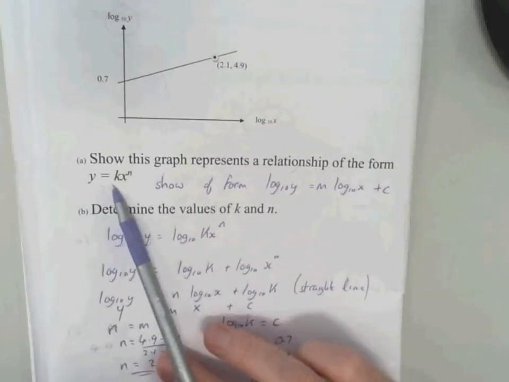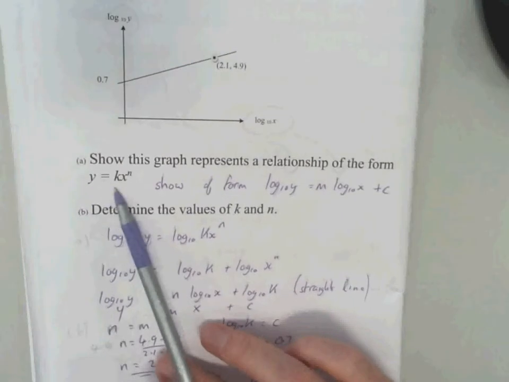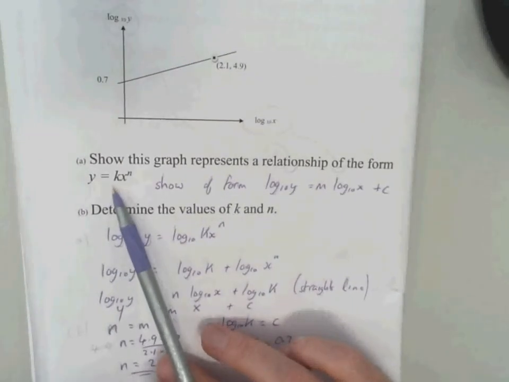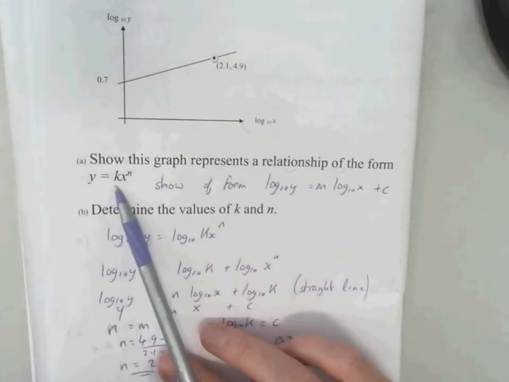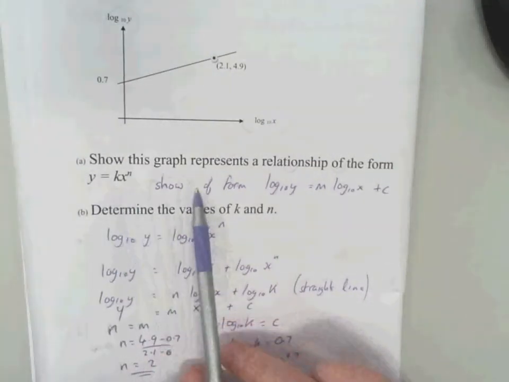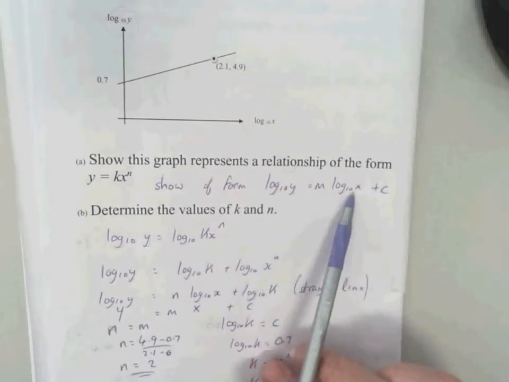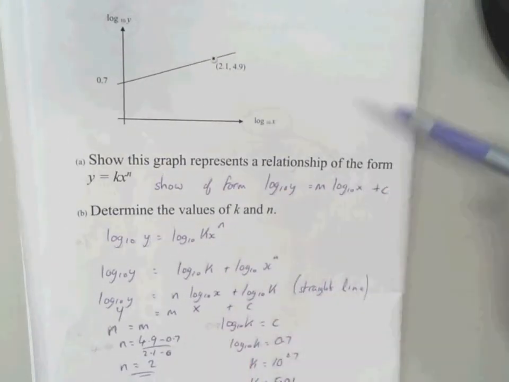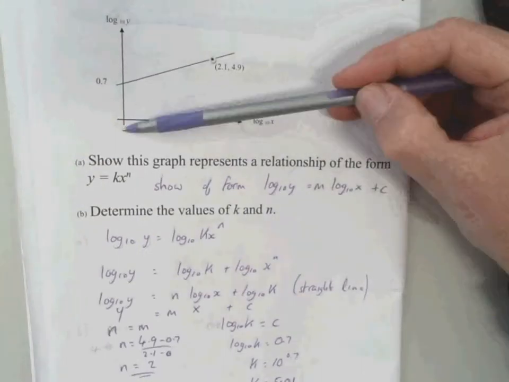So what I need to do here is show that using the log rules, they're not ours, they're everybody's, start off with y equals kx to the n and get it into the form of log to the base 10 of y equals m log to the base 10 of x plus c. Because it's not just going to be y equals mx plus c. I don't have a y-axis. I've got a log y-axis.